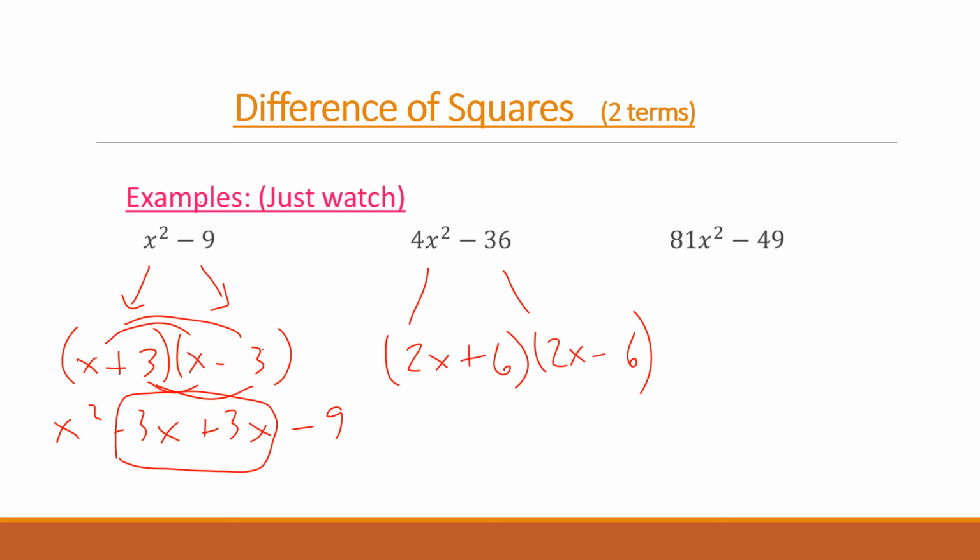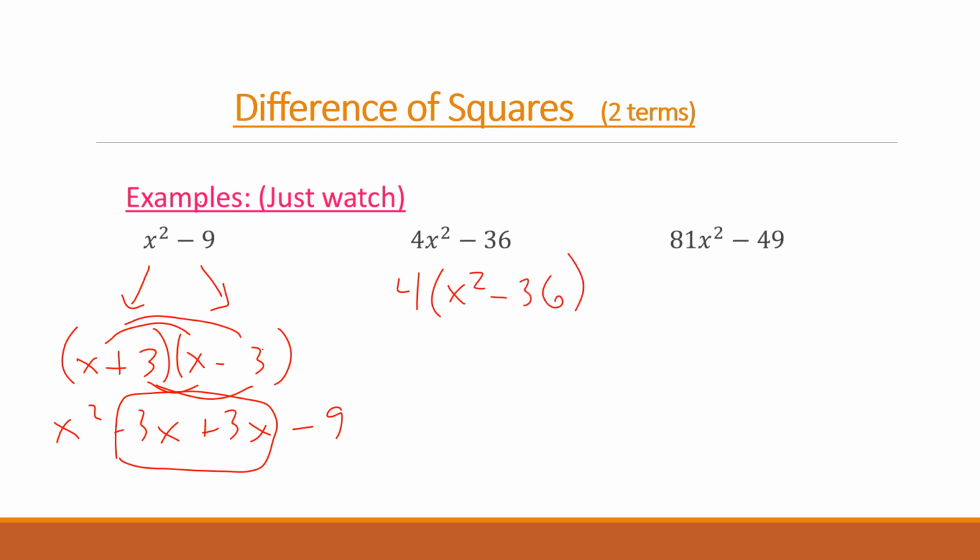Plus 6 and minus 6. Now you may have noticed in this problem, in your old factoring method stuff, that there is something you can do first. You can actually take a 4 out and you get x squared minus 36. So that is also a perfect square, which is x minus 6, x plus 6.